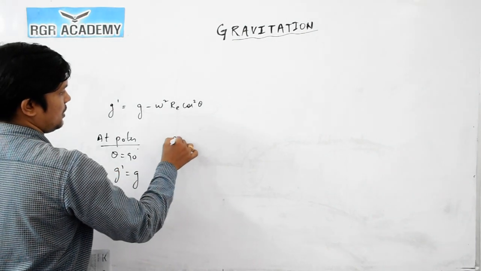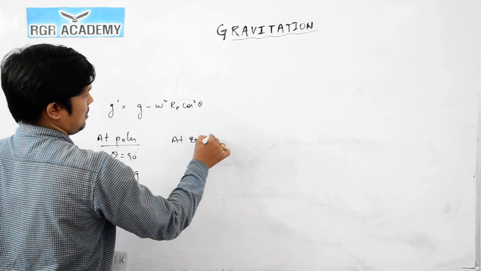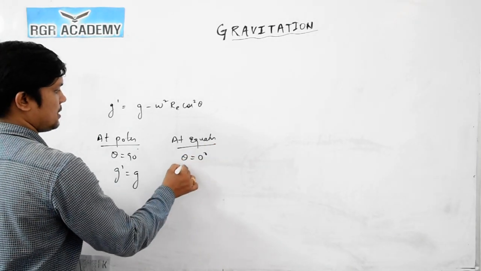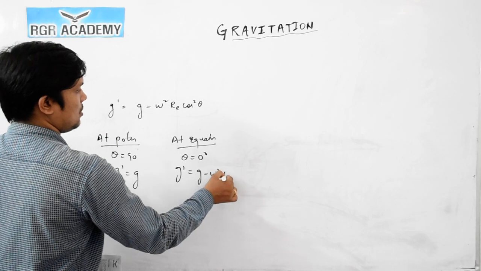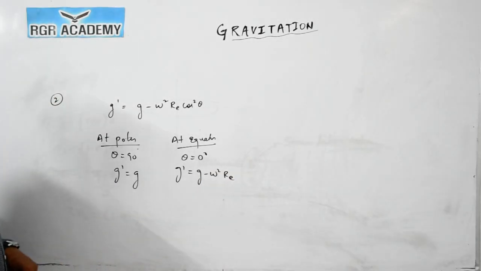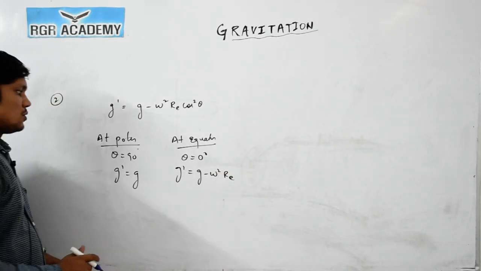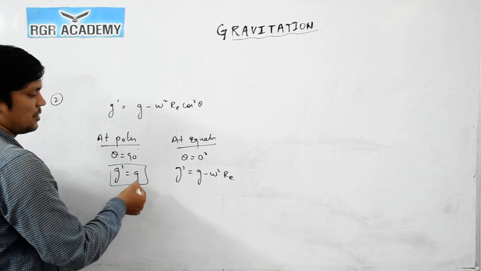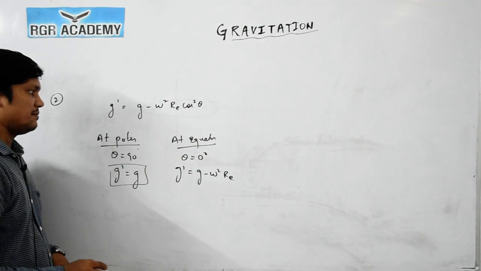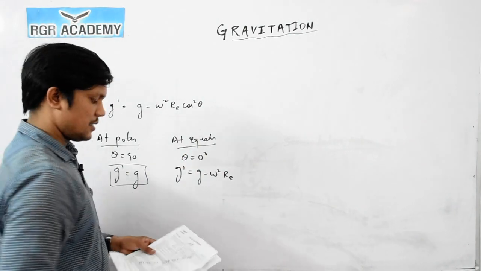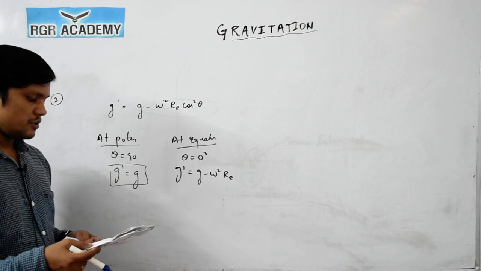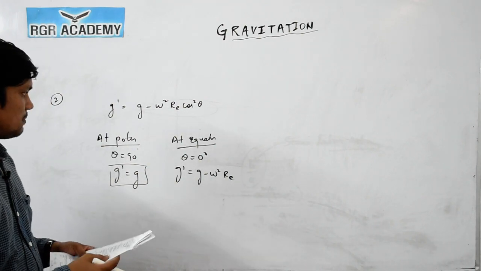Okay. At equator theta is equal to 0 degrees. So g dash will be equal to g minus omega square Re. Okay. So as you can see, the value of g at poles is not depending on omega. So it will remain as g only, same. But at equator it will decrease. So if you read the options, decrease at equator but remain unchanged at poles. So option number 1 is correct. Okay, for question number 2.